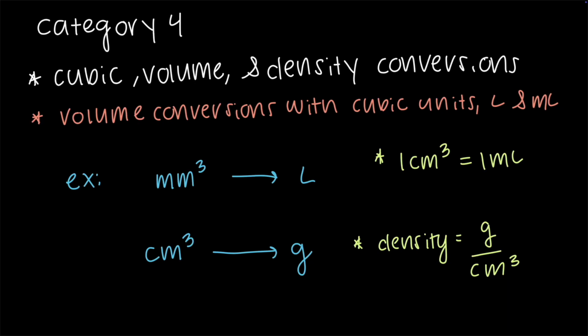In the next category, we have cubic, volume, and density unit conversions. These will be volume conversions involving cubic units, liters, and milliliters. For example, we could convert from millimeters cubed to liters, we just have to remember that there's 1 cubic centimeter in every 1 milliliter. Or we could convert between cubic centimeters and grams from a density problem, because for density units, it's combining grams and cubic centimeters together as a conversion factor, grams per cubic centimeter.